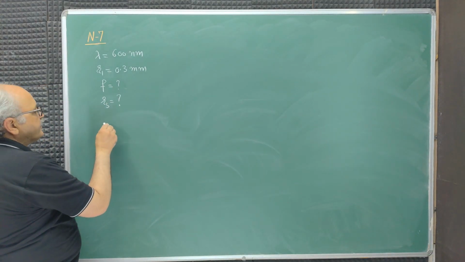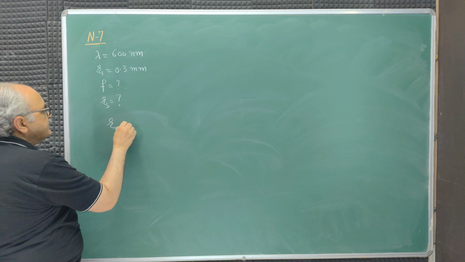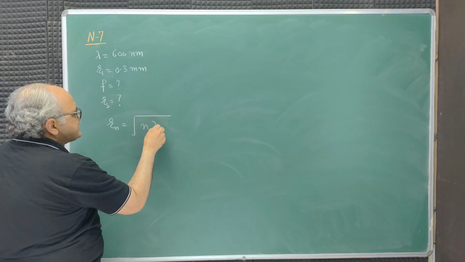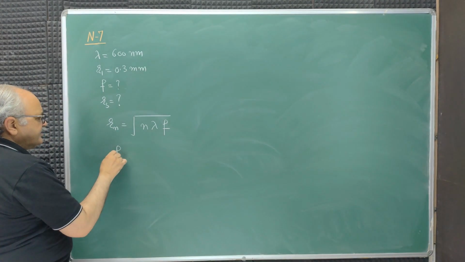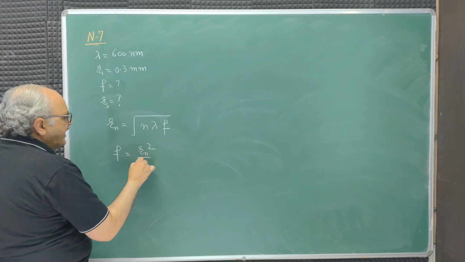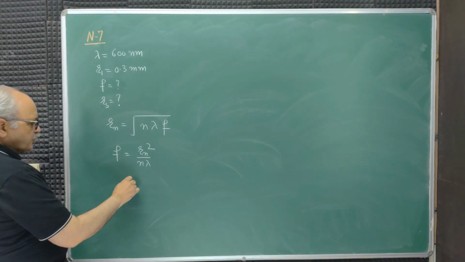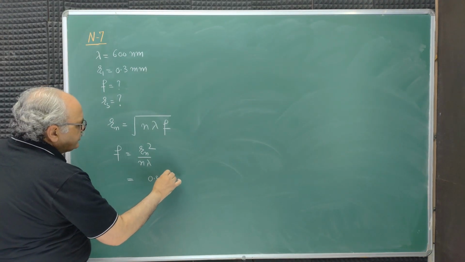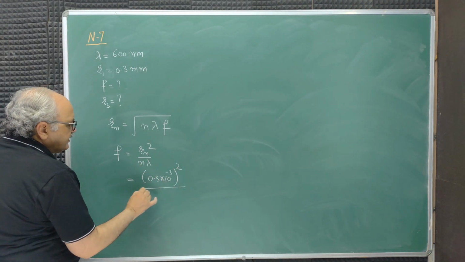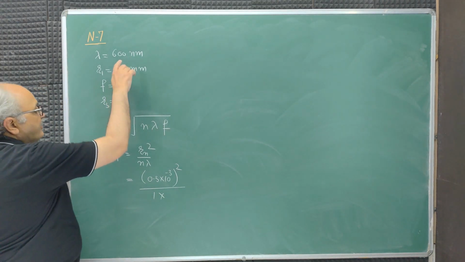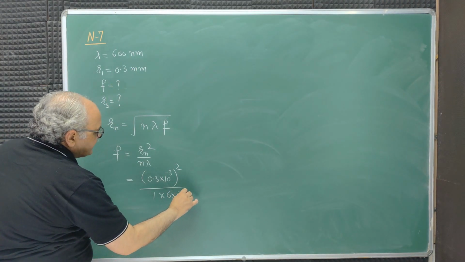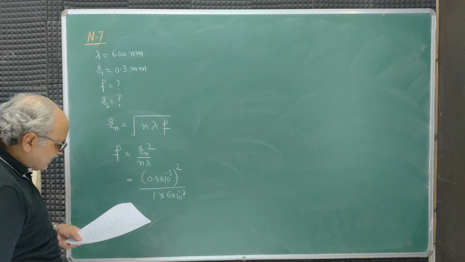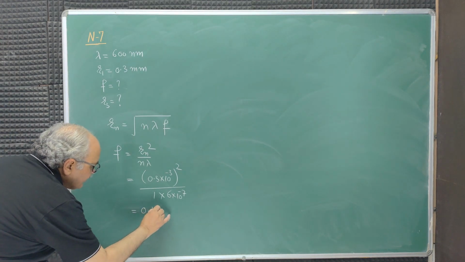Now we know that the radius of the half period zone in terms of the focal length is given as f, or you may write f as Rn square divided by n lambda. It's given to us that the radius for the first is 0.3 into 10 to the power minus 3, whole square, since it is the first half period zone, and the wavelength is 6 into 10 to the power minus 7 meter, this is 600 nanometer. So the focal length comes out to be 0.15 meter.